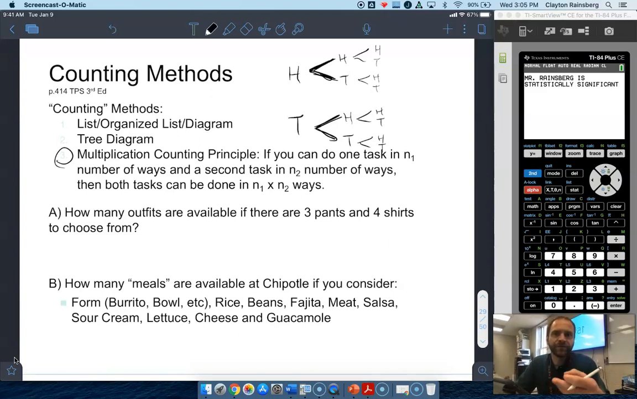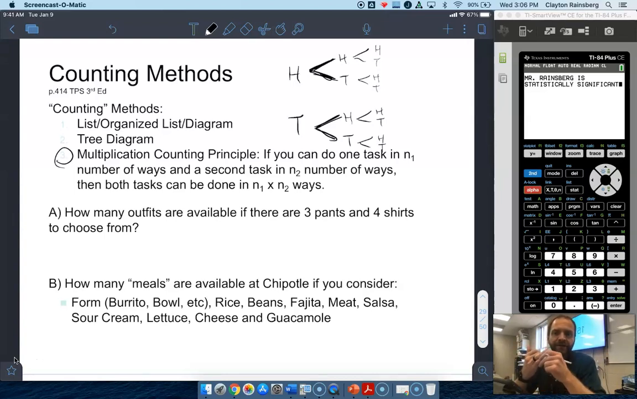You might have heard it called before the fundamental counting principle. And that tells you if you have n number of ways of doing one task and another number of ways of doing another task, just multiply them together. So instead of doing a diagram or organized list or a tree diagram, I'm going to use the fundamental counting principle, the multiplication counting principle, to answer these two questions.